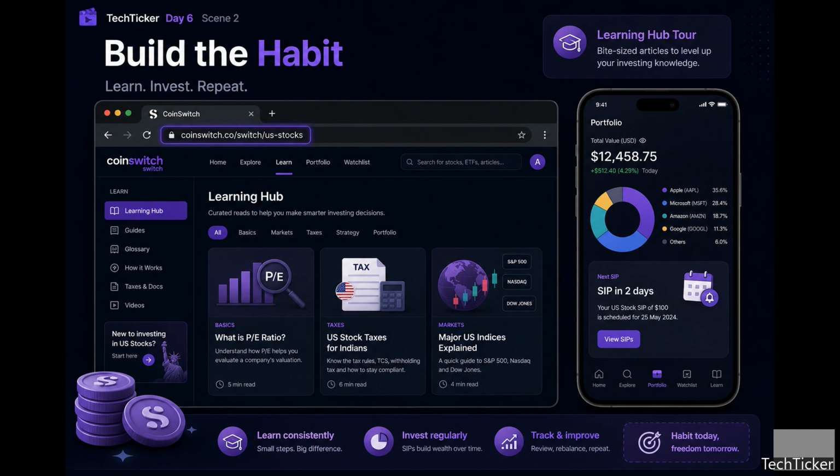Smart Invest on CoinSwitch Pro offers automated strategy concepts for crypto. The parallel for US stocks: build a systematic research routine. Same day every week, review your watchlist, check earnings dates, read one CoinSwitch article. Process beats impulse.